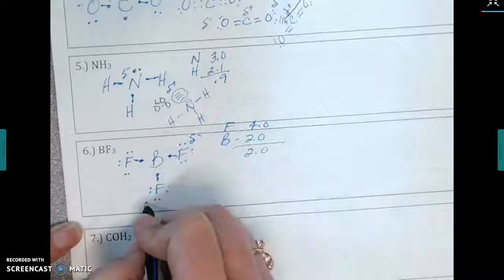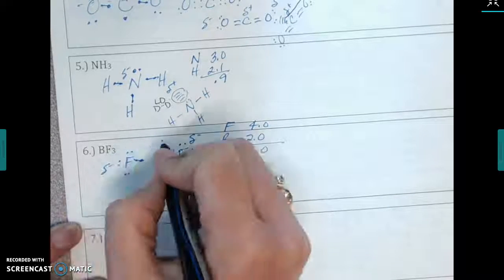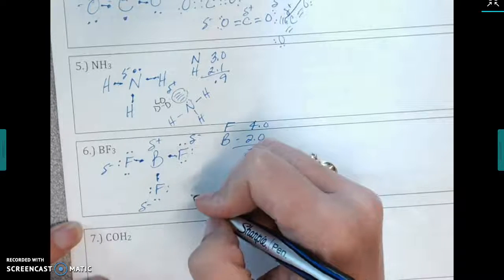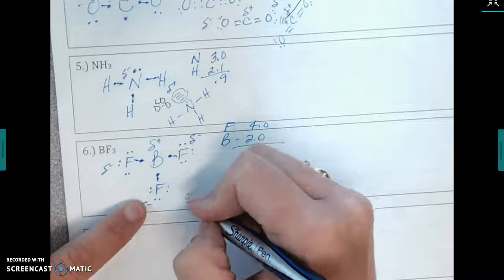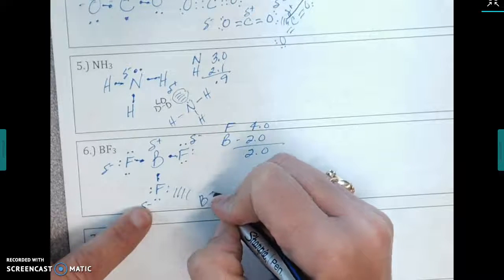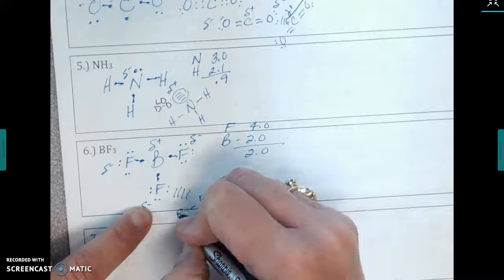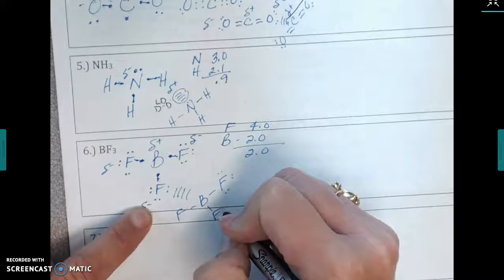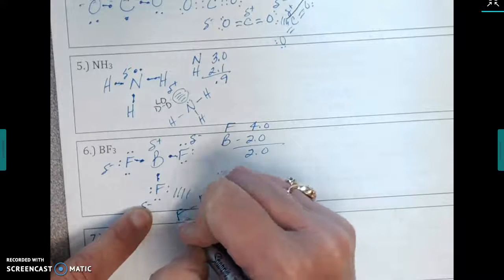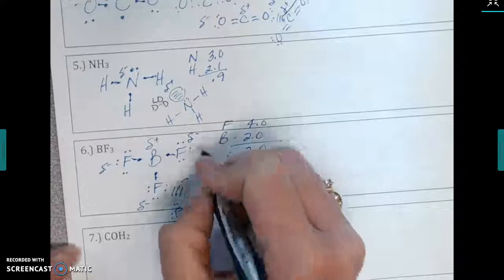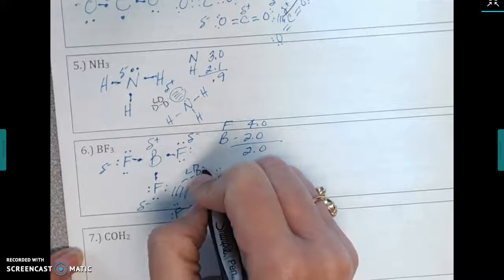Our fluorines will each be slightly negative. Our boron will be slightly positive. So the slightly negative fluorine will then attract the boron from an adjacent molecule. Okay, and so we have our London dispersion and our dipole-dipole.